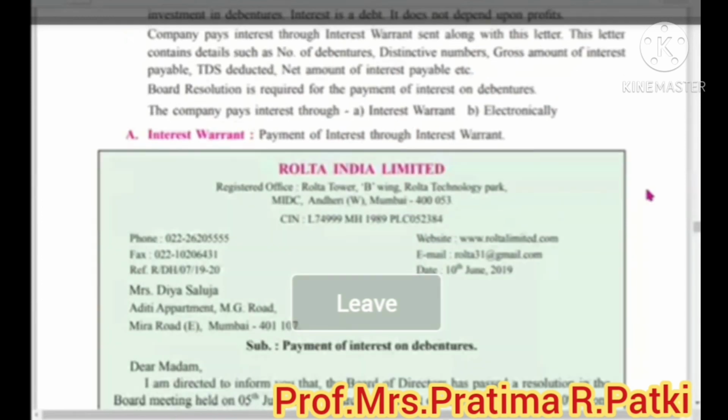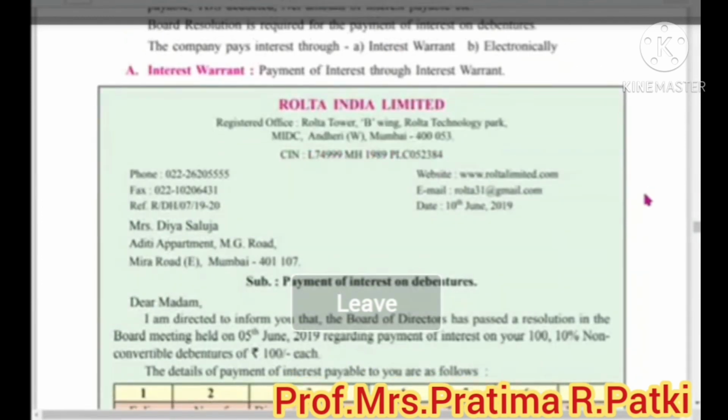See, any letter coming from the company, a decision is taken in a board meeting. So always this is a common statement for all the letters. A board resolution is passed or a board meeting is conducted. Okay, so this is very, very important.